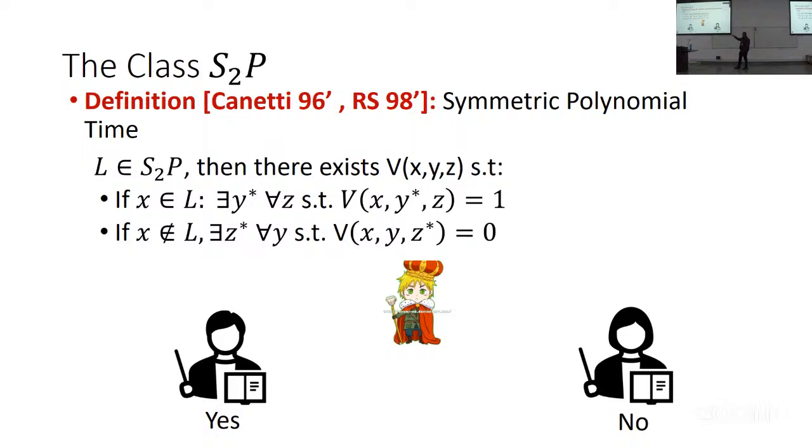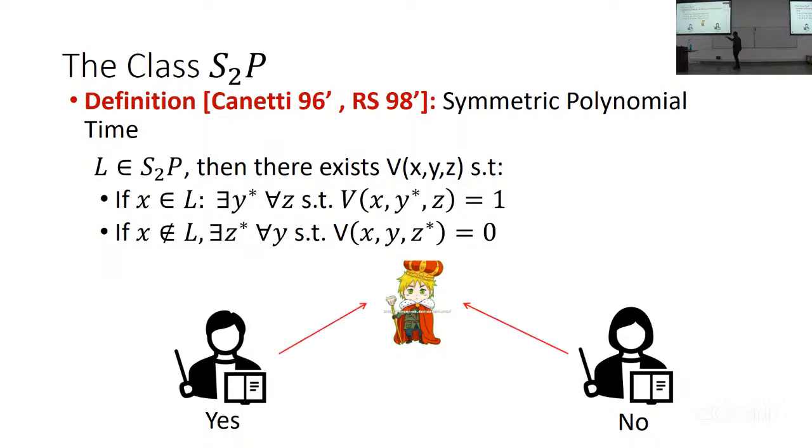And you're a verifier, and you want to verify a statement. So you're given an instance X, and you want to verify whether it's true or false. What S2P says is: if the statement is true, there is a message the yes prover can send you that, no matter what the no prover sends you, you always say yes. And if the statement is false, there's a message that the no prover can send you that, no matter what the yes prover sends you, you always say no.